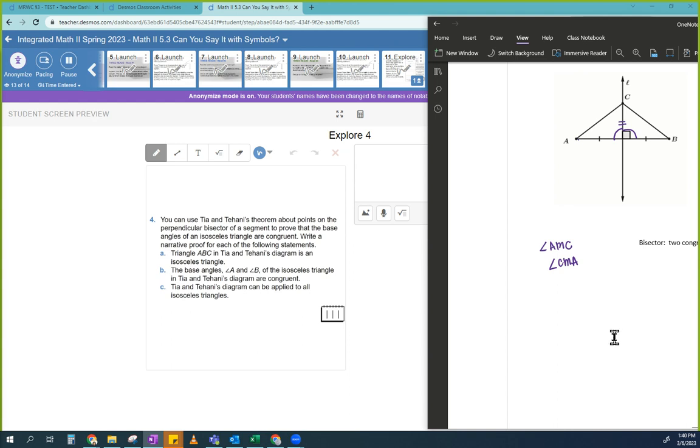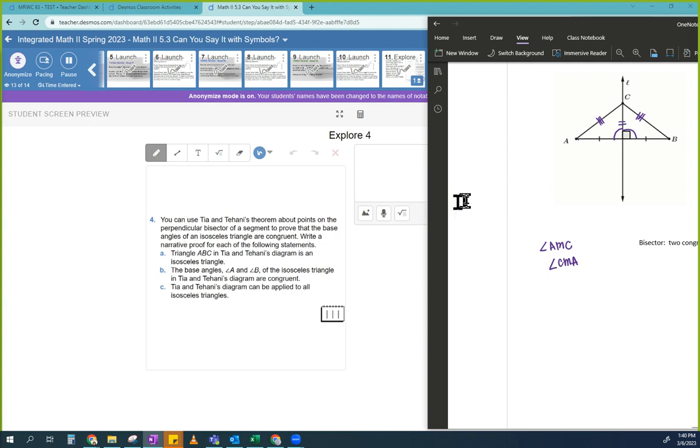Very good. Two, right? Two of them. So I see side A. We already proved this, right? So this side here is congruent to this side here, right? Okay, this side is congruent to this side. So they're saying that the base angles are congruent.